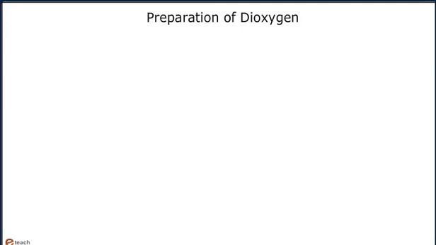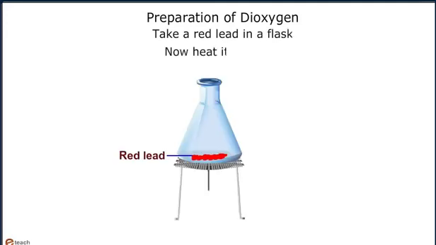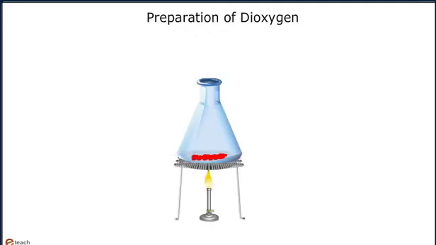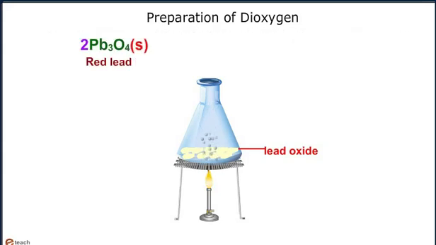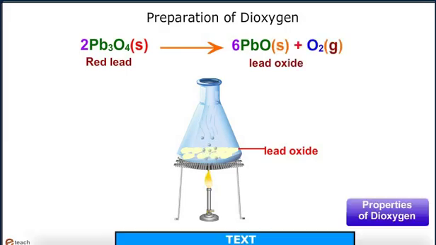Industrial preparation of dioxygen. Take a red lead in a flask. Now heat it slightly. Now we will find a colorless gas evolving from it called dioxygen. The reaction taking place is 2Pb3O4 gives 6PbO plus O2.